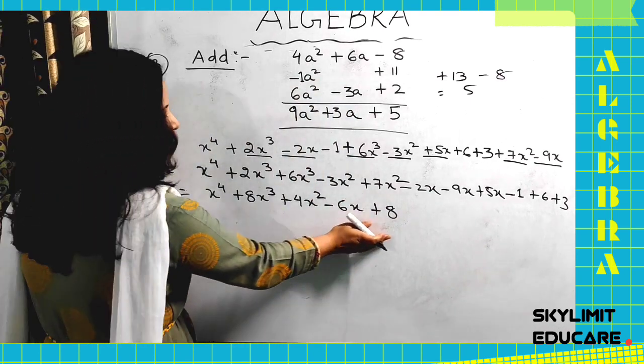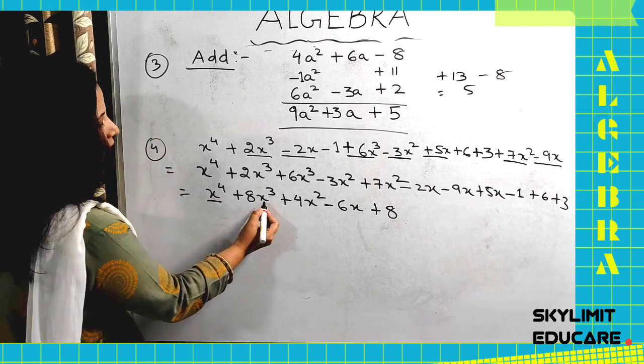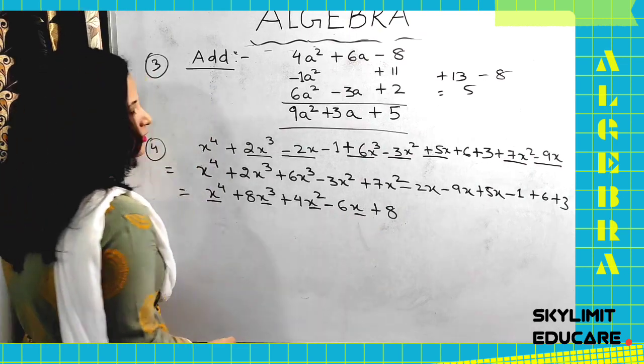Now can this be solved further? No, this can't be solved further. Why? Because all are unlike terms. You can see here is x to the power of 4, x to the power of 3, x to the power of 2. All are unlike terms. So we cannot solve it.